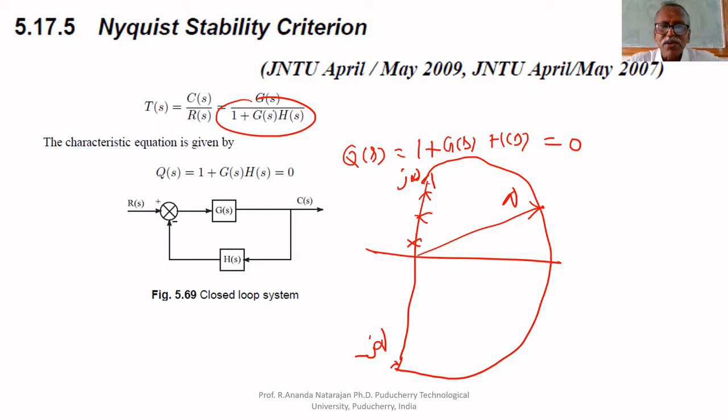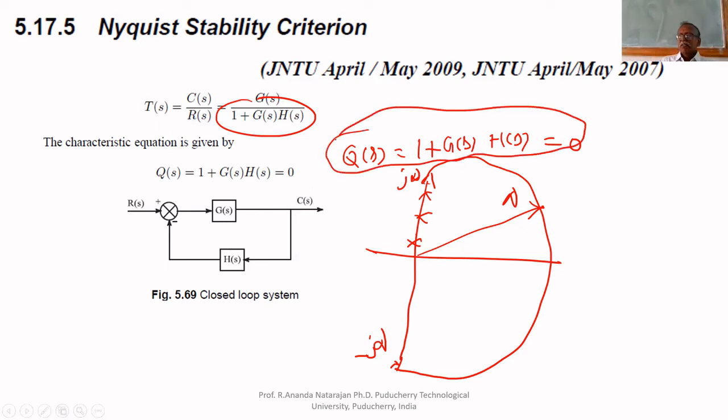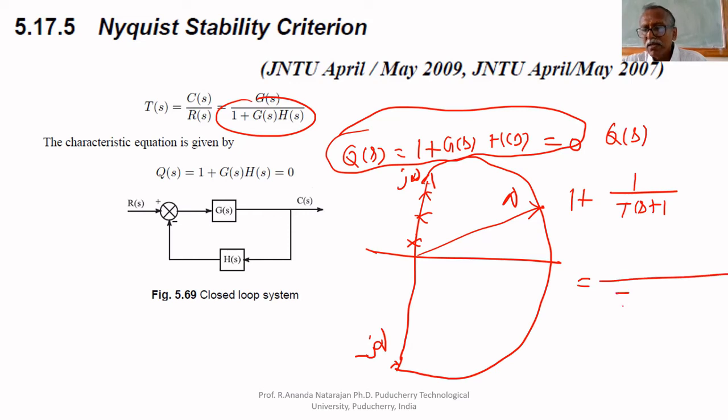Suppose I am having a characteristic equation. Q of S is not a transfer function, it is a characteristic equation. You can simplify it like this: 1 plus G of S, H of S, where G of S, H of S equals 1 by tau S plus 1. If you take the LCM, what will you get? Q of S, the characteristic polynomial, will be tau S plus 1 plus 1, that is, the numerator becomes tau S plus 2. Am I correct or not? The numerator is the characteristic polynomial.